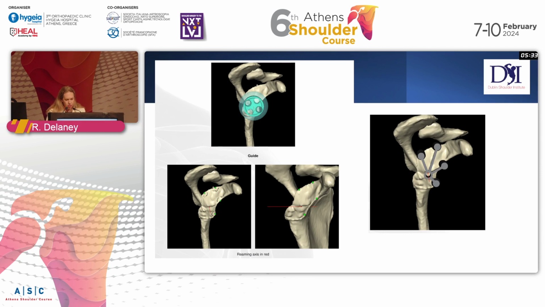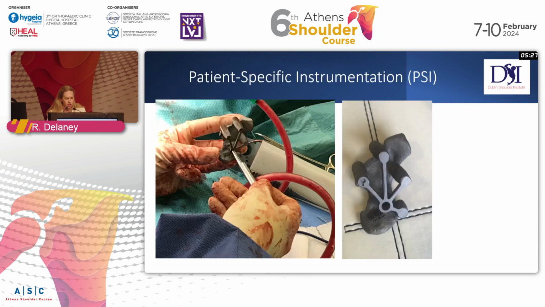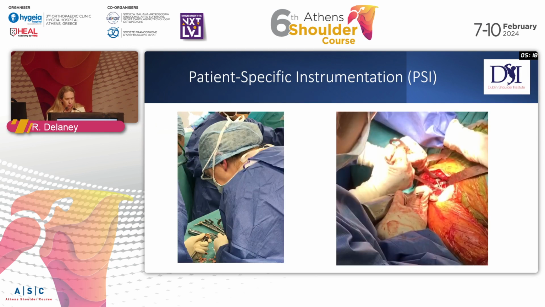The patient-specific instrumentation guide was really helpful in this case because her glenoid was just so tiny and so medialized, it was really hard to find enough real estate to actually fit the post down the middle of the glenoid. And I think without a PSI guide, it would have been hard to reproduce the plan. And so this ended up being really helpful in the case.